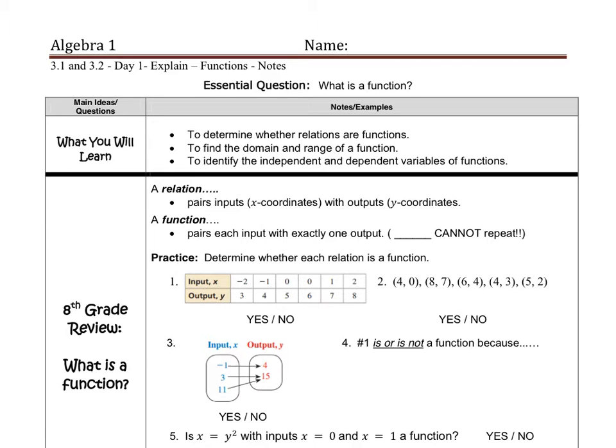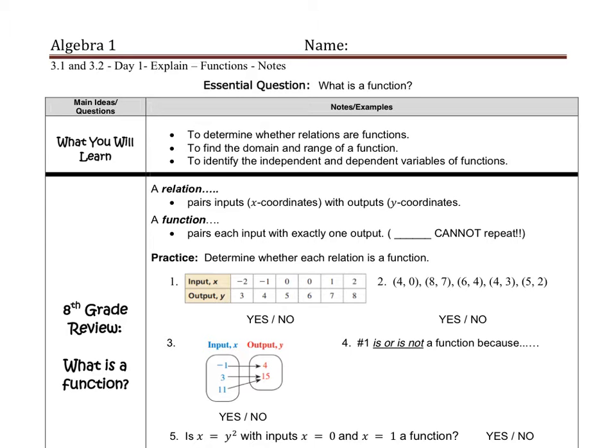Now think of me as a person. I could have more than one phone number. I could have my cell phone number. I could have my work phone number. I could have my home phone number. So that would not be a function. That would not be a one-to-one relationship. So when we look at this, what we can't have repeating is the input value.